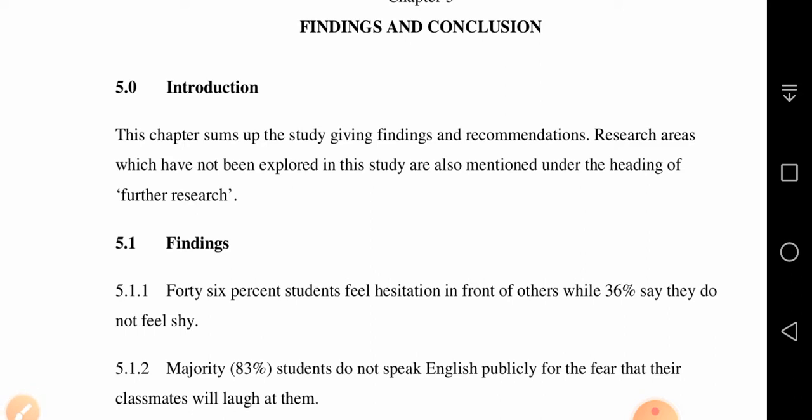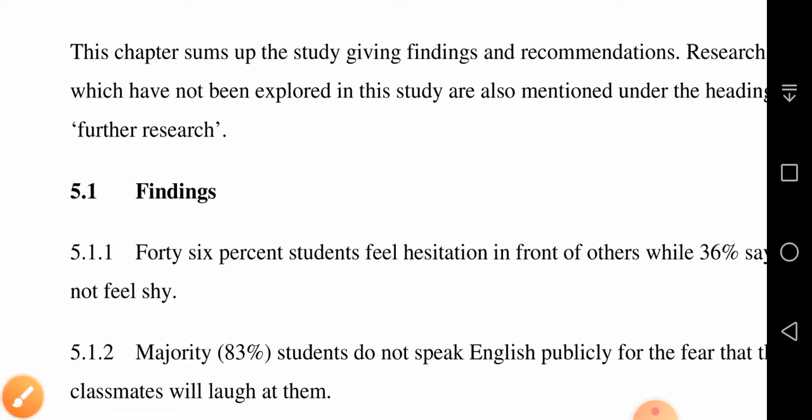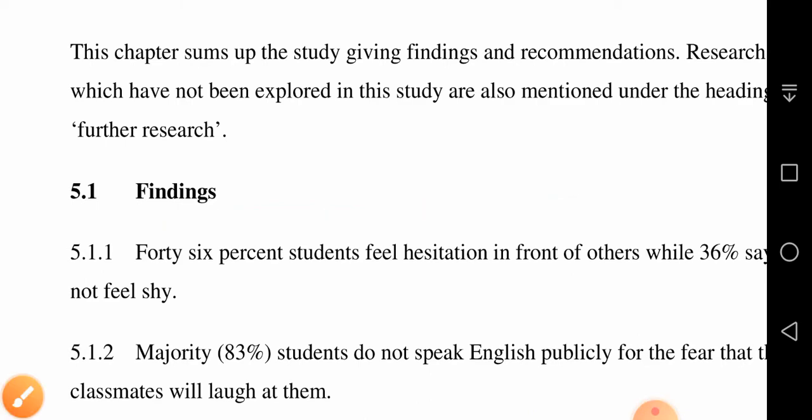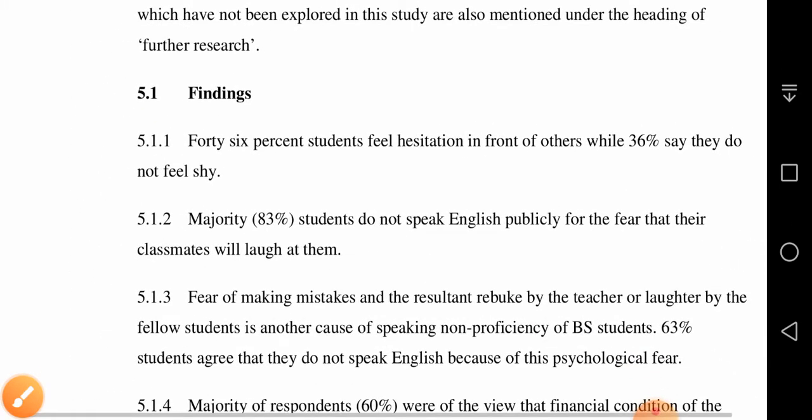Research areas which have not been explored in this study are also mentioned under the heading of further research. Here you should write one sentence that based upon data analysis in chapter 4, the following were the findings of the study. This is not a very advanced level of research. This research is for BS 6th semester students, so they are being guided on how to do research.